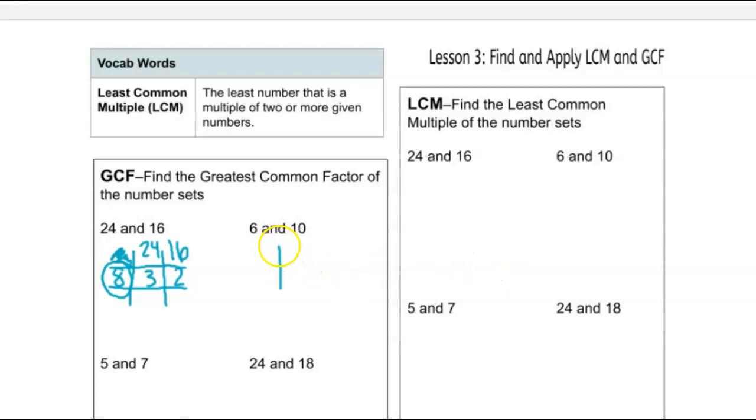Let's do another one. I draw my tic-tac-toe board. I have 6 and I have 10. Besides 1, the only other number that can go into this is 2. 2 times what is 6? 2 times 3 is 6. 2 times 5 is 10. If we look at our inside numbers, we have a 3 and a 5. The only thing that can go into those is a 1. So I'm going to circle my outside number. My GCF of 6 and 10 is 2.